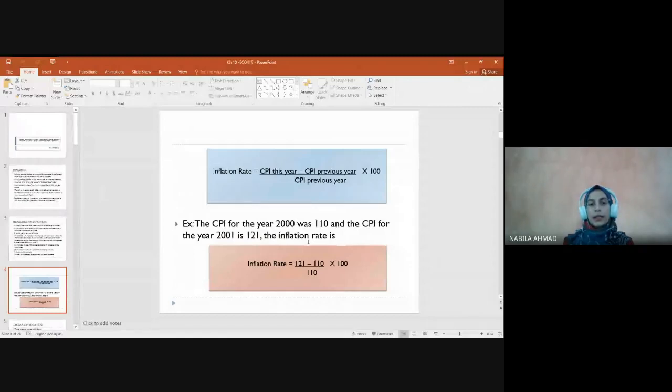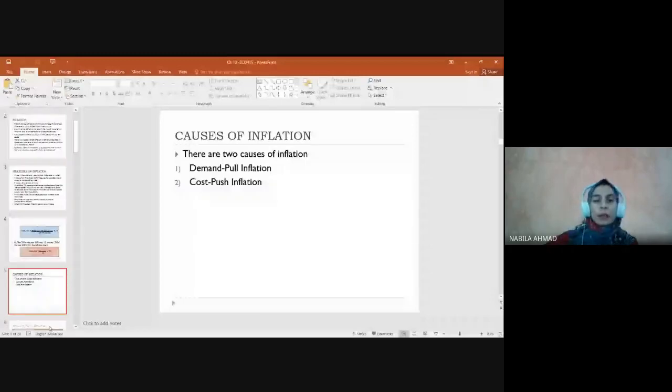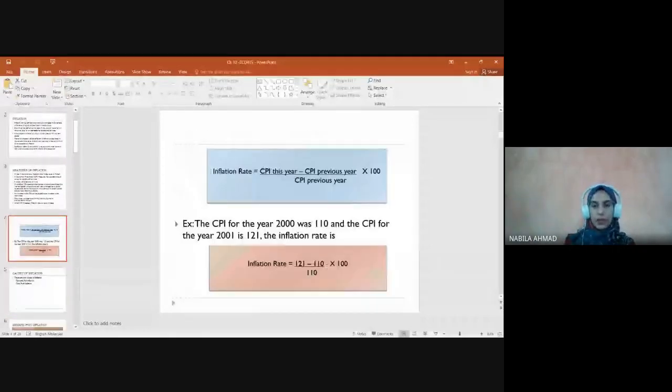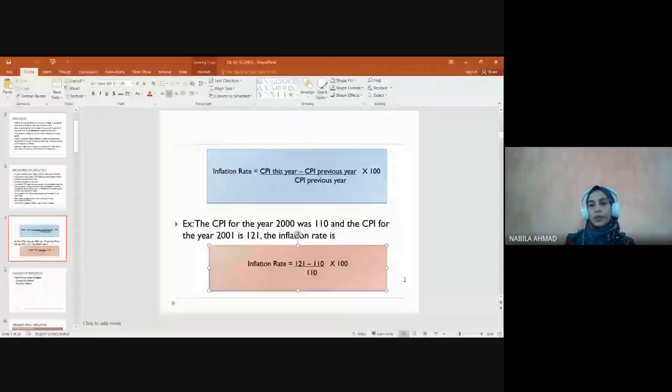Saya pun tak dapat kat sini. Okay, cuba kira berapa answer dia? Inflation rate di sini. Okay, so 121 minus 110 over 110. Okay, so 10%. So 10% is the inflation rate.